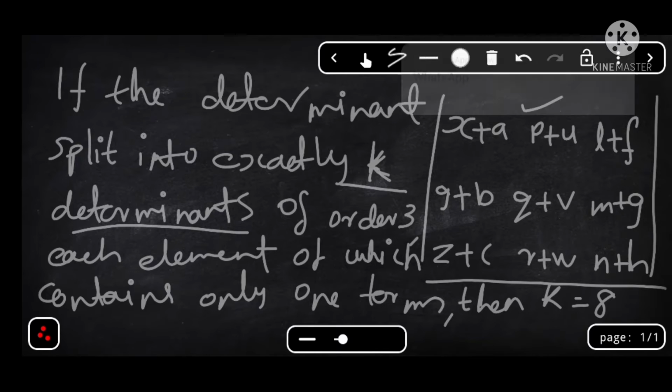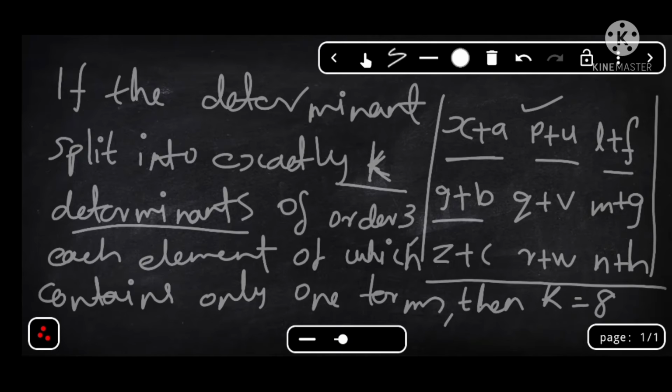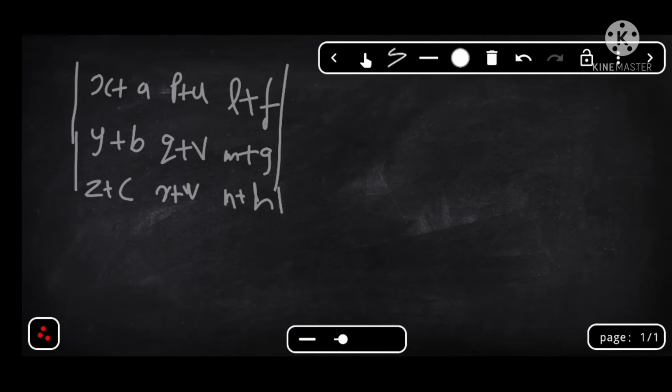So here we can see it is x plus a, right? Like 2 elements are there, so we have to split it into 8 third-order determinants in such a way that each of these places should contain a single element. Okay, so we have to prove we will get 8 determinants. So k means the number of determinants we obtain from this given determinant. Okay, so let's see how to split this.